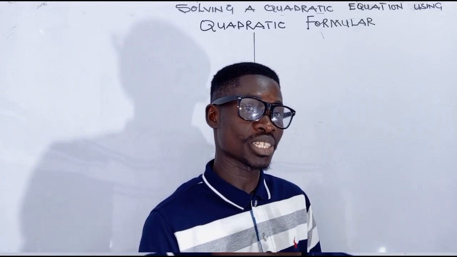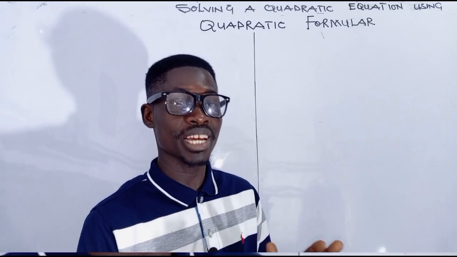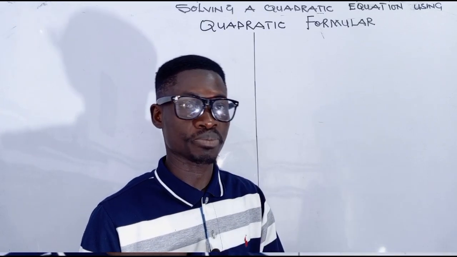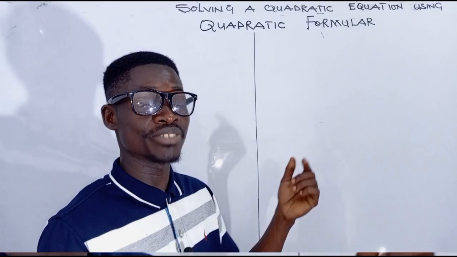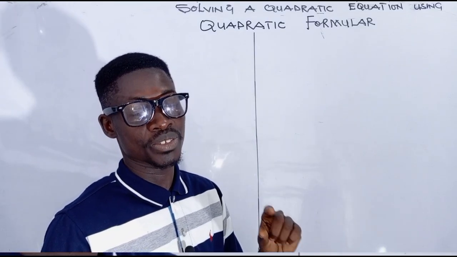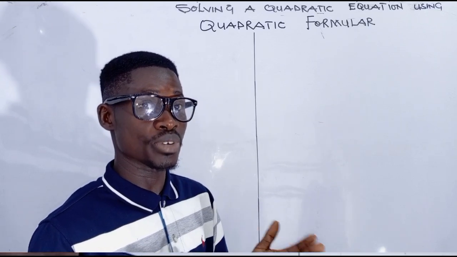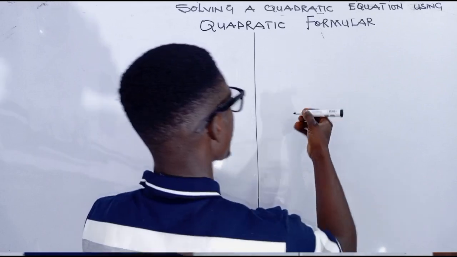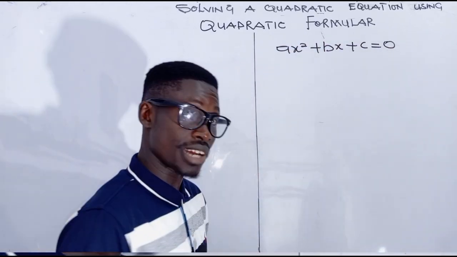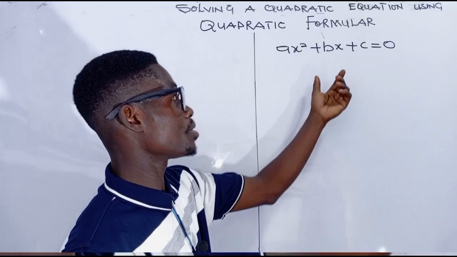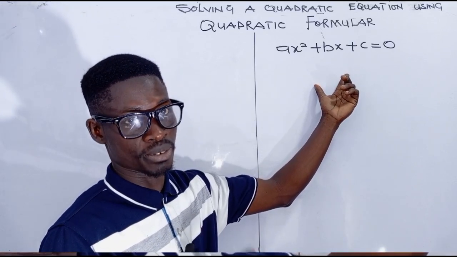The quadratic formula is what students normally call the almighty formula because it can be used to solve any quadratic equation. One interesting thing about the quadratic formula is that it can be derived using completing the square. You know that the quadratic equation is of the form ax squared plus bx plus c equals 0. So to derive the quadratic formula, we are going to use completing the square.